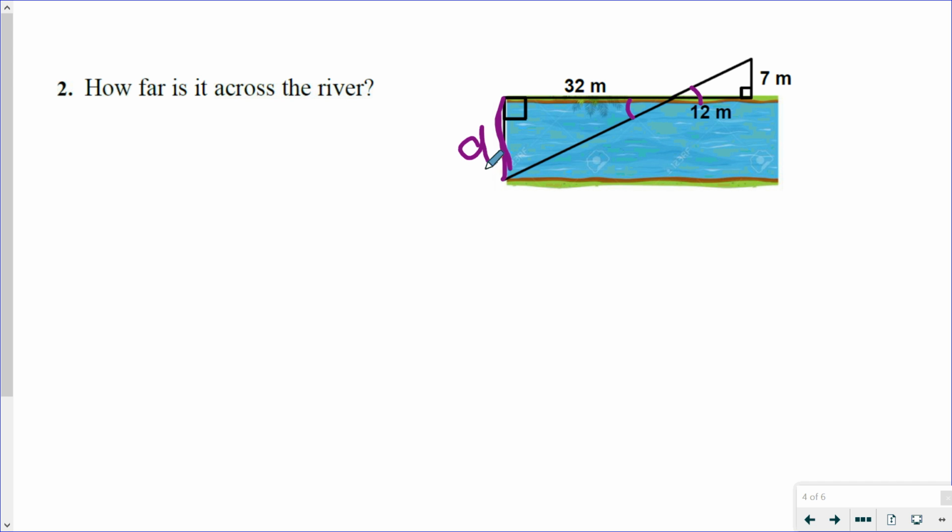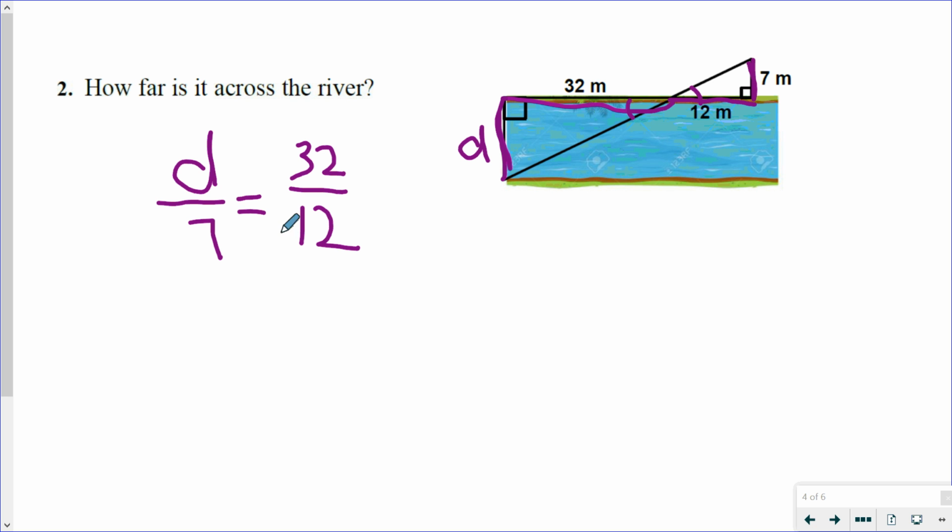So the distance across the river, represented by D, is to the other altitude, which is a perpendicular segment, 7, is equal to the distance from the right angle to the smaller vertical angle, which is 32, over the distance from the vertical angle to the other altitude, which is 12. And you have two methods to use, bat and ball or cross product.